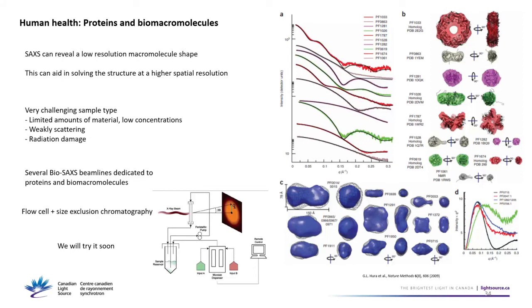It usually requires some special equipment. There's usually a flow cell involved, so you're actively flowing material through a capillary so it doesn't get radiation damage, and some size exclusion chromatography so you don't get dimers going in there, so it's very pure. This is an area where SAXS finds a lot of application, and I would love to try it if one of you wants to try it with us. We could both learn together.